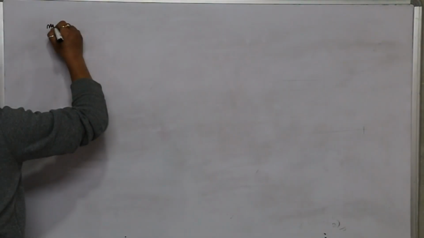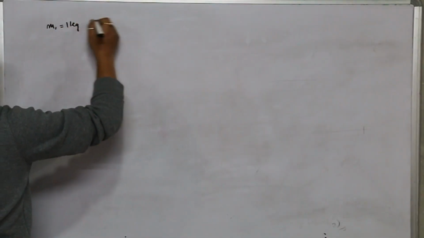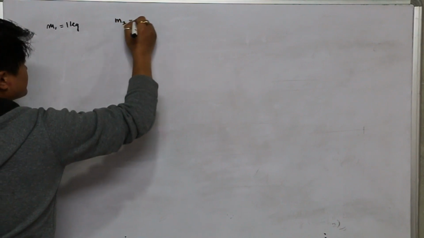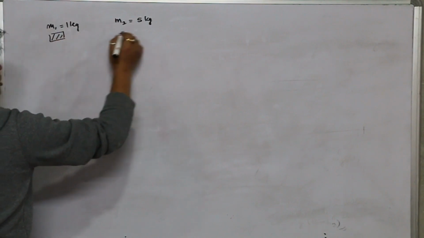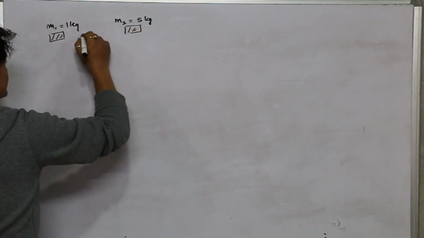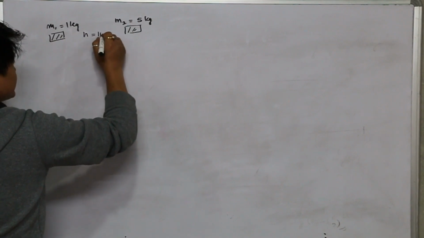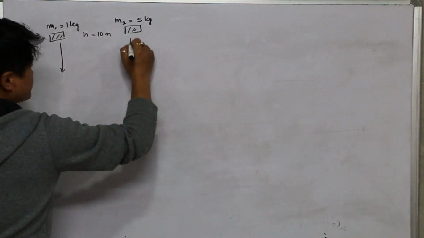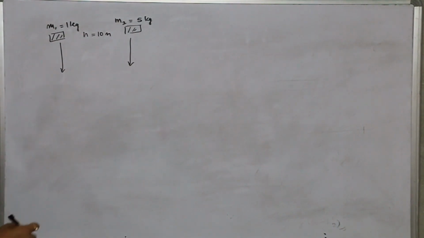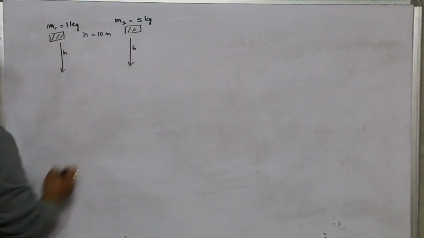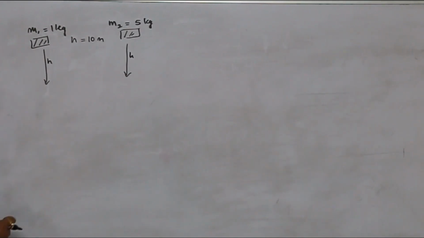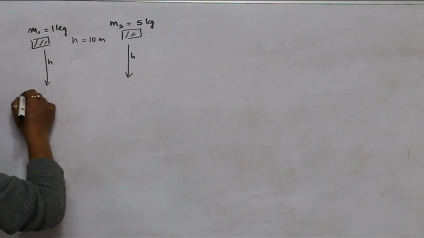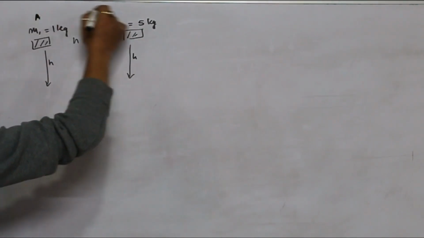Let's take one example. If you have a body of mass m1 equal to 1 kg and another body of mass m2 equal to say 5 kg, and both bodies are allowed to fall from the same height, say h equal to 10 meter. Here also h, here also h. Now if you have to calculate the potential energy of these two freely falling bodies, this is body A, this is body B.